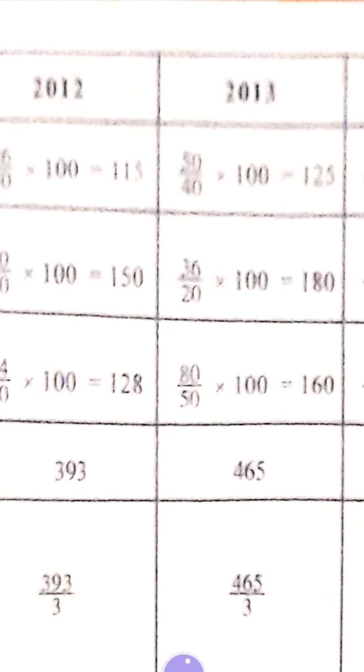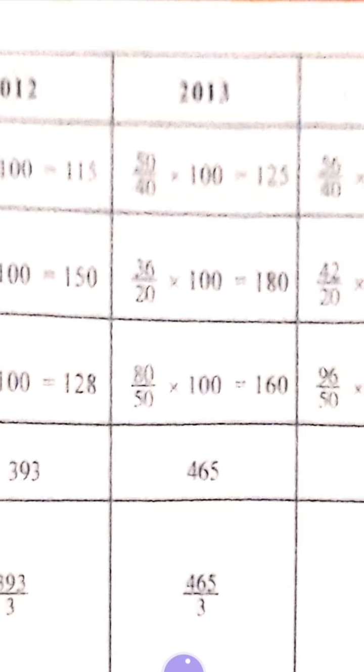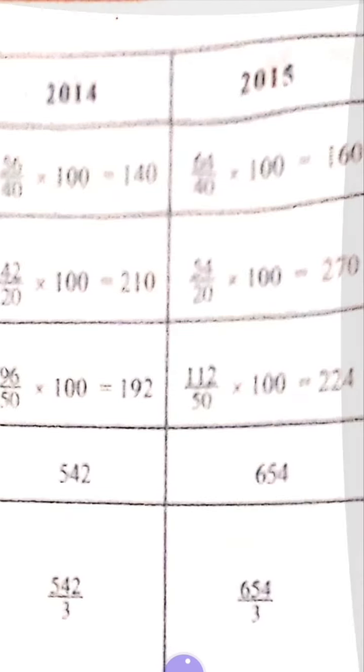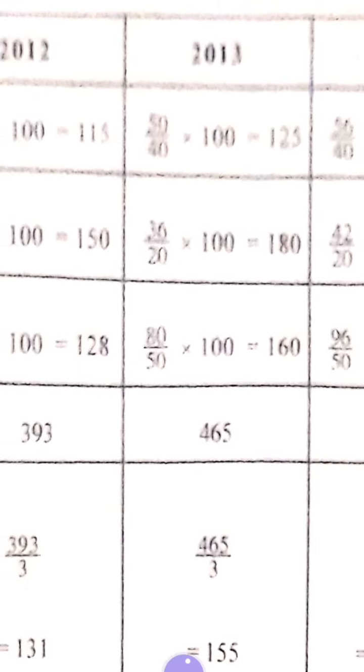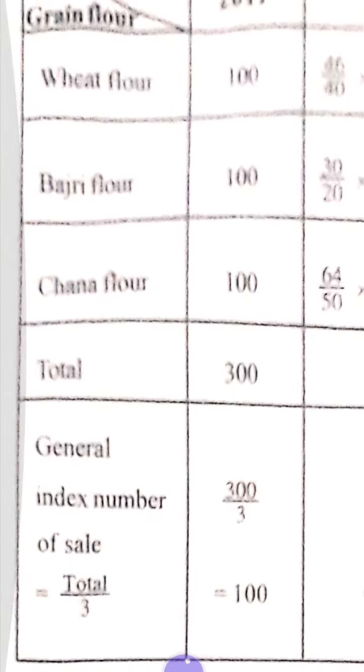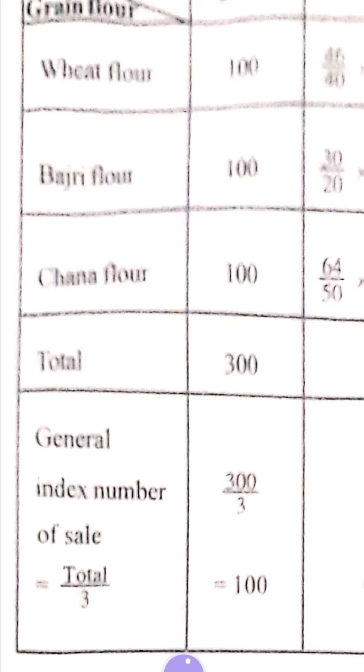Similarly for 2013 you would find the value is 50 for the wheat flour, so 50 in the numerator. Again the price for the base year 2011 is 40, that's why 40 has been taken in the denominator, multiplied by 100, you are getting 125. Similarly you are going to do it for 2014 and 2015 also. In the same manner you are going to do it for bajri flour and also chana flour.